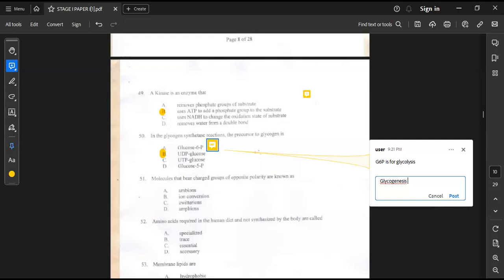Do you guys need me to repeat that? Yes, please. Okay, so glycogenolysis is from glycogen to glucose. The first step is glycogen to glucose with the enzyme glycogen phosphorylase. And sorry, it's glucose 1-phosphate. So glycogen to glucose 1-phosphate, but the enzyme is glycogen phosphorylase.